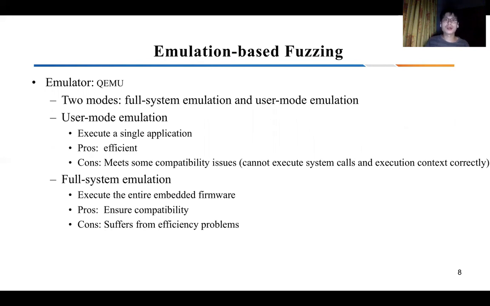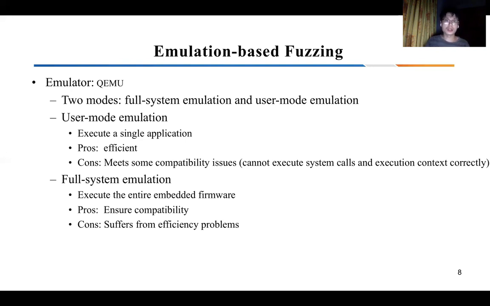QEMU supports two modes of emulation, the full system emulation and the user mode emulation. User mode emulation attempts to execute a single application. The advantage is that it can execute applications very quickly. But the disadvantage is that it still has some compatibility issues because it cannot handle the system calls or the execution context of the IoT application.